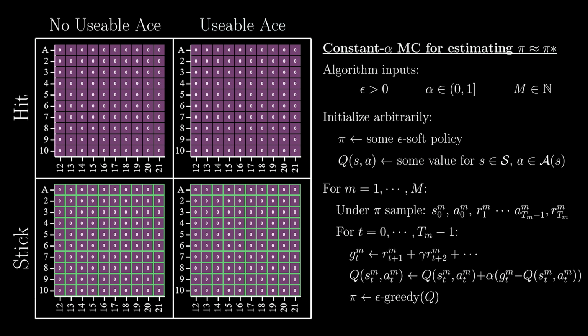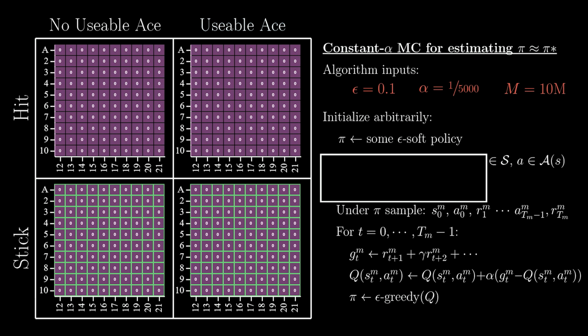I'll set epsilon to 0.1, alpha to 1 over 5,000, and m to 10 million, which yes, is quite a lot. RL can be obnoxiously needy. Okay, now I'll show how these values evolve as we process a different number of episodes per second, starting small and then increasing. Here goes.